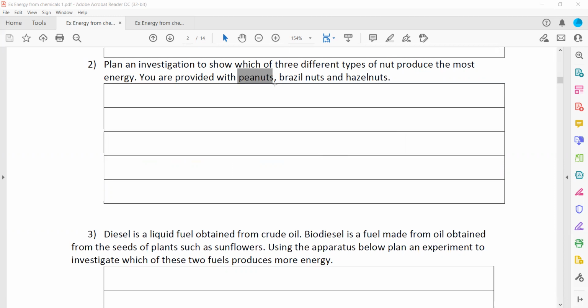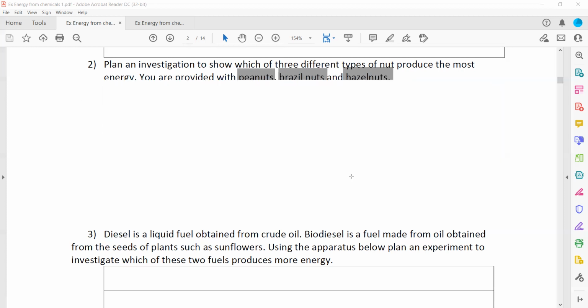You have peanuts, Brazil nuts, and hazelnuts. So how can you find out which one produces the most energy when we burn these nuts, or which burning is most exothermic? For that, water is a simple thing we can use. First I will draw the experimental setup and then I will write this experiment.